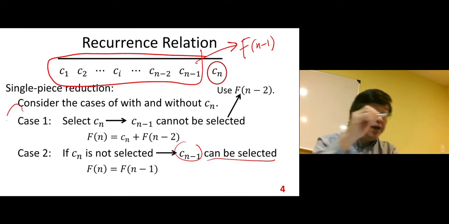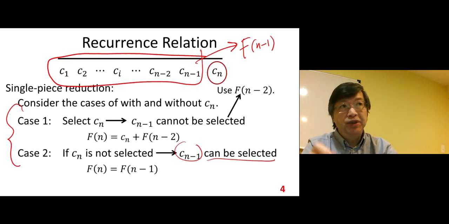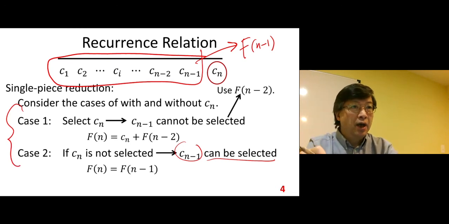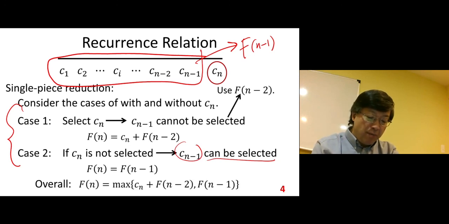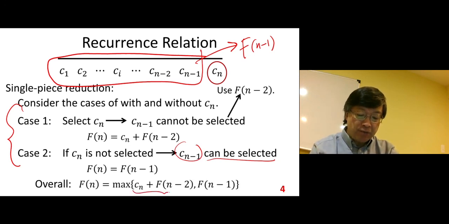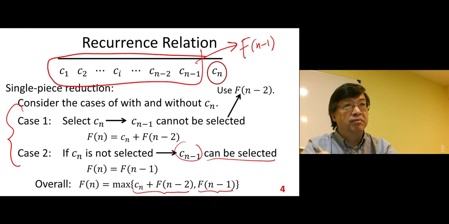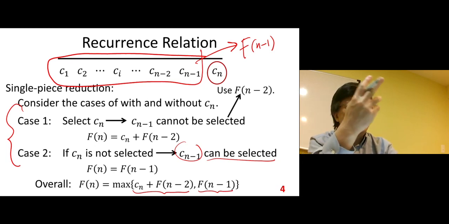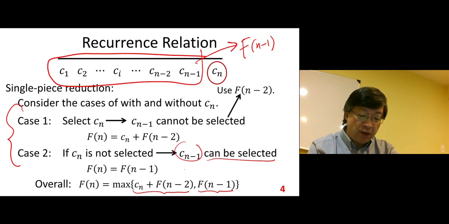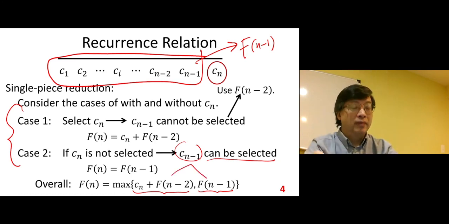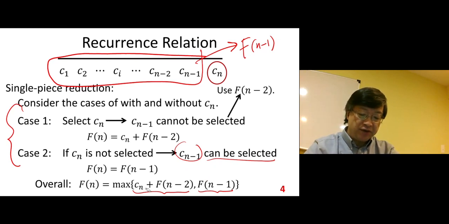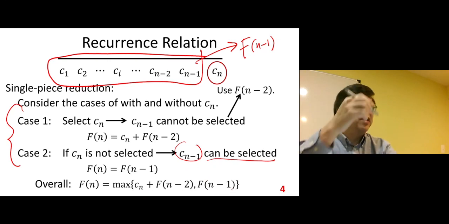Now we combine the two cases. You need to combine all the possible cases. If we combine these two cases, we get the overall equation, the maximum of these two possible numbers. We only consider these two possible numbers, so you pick the larger one. So you get your recurrence relation. So this is our recurrence relation.